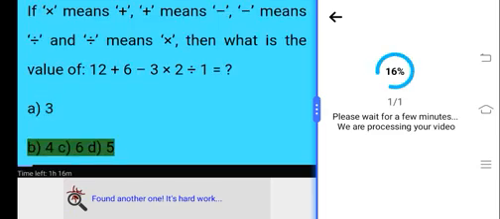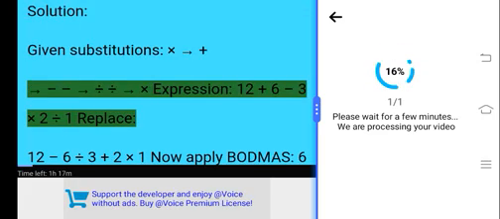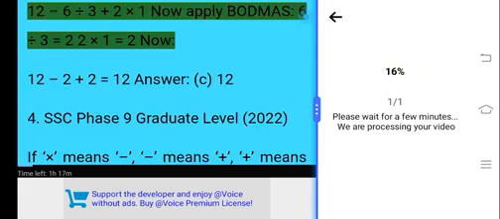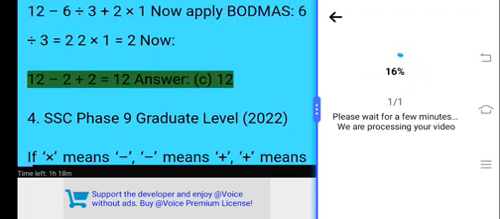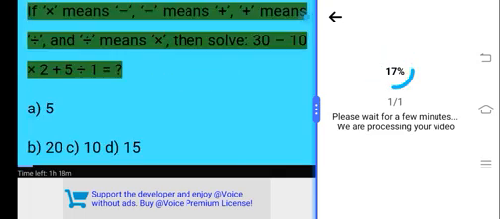Options: B 4, C 65. Solution. Given substitutions, × → +, + → ÷, ÷ → ×. Replace in the expression 12 + 6 ÷ 3 × 2 ÷ 1: 12 ÷ 6 × 3 + 2 × 1. Now apply BODMAS. 6 × 3... 2 × 1 equals 2. Now 12 ÷ 2 + 2 equals 12. Answer: C, 12.